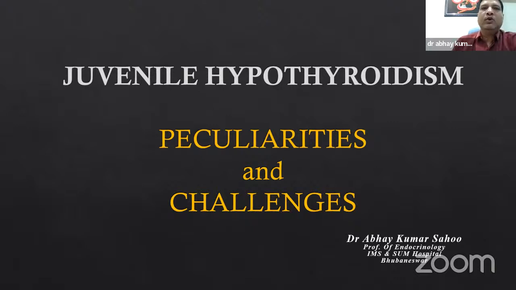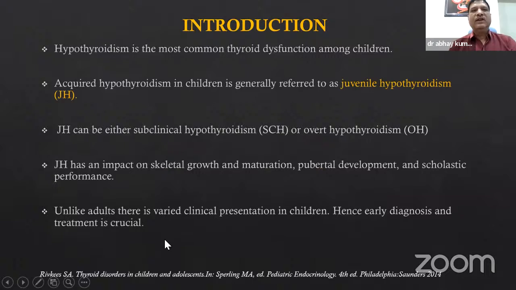So, today we are going to discuss a typical subject, juvenile hypothyroidism, and the classical peculiarities and challenges we face when we see this type of hypothyroidism. We know hypothyroidism is the most common thyroid dysfunction among children. And when we are discussing juvenile hypothyroidism, acquired hypothyroidism is the most common type. We are not discussing congenital hypothyroidism.